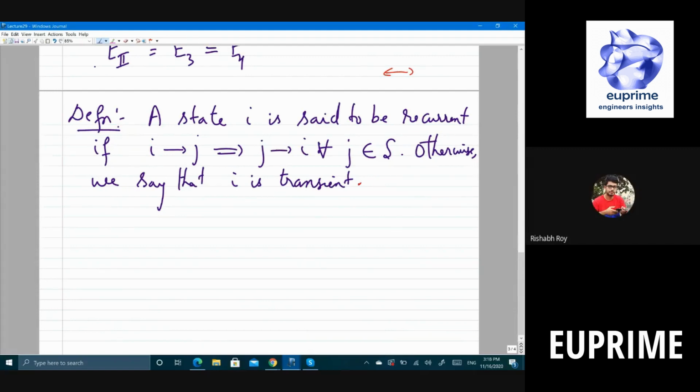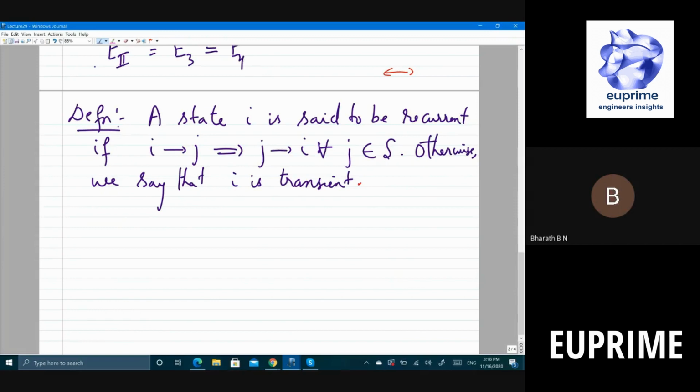So I can talk to J and J can talk to I. This is the notion of equivalence also, right? Not implied, and. I mean, is there an and between them? Correct. So that and means communicating. But what it says is, if I can talk to J, then J should be able to talk to I. Then only we say that I is recurrent.